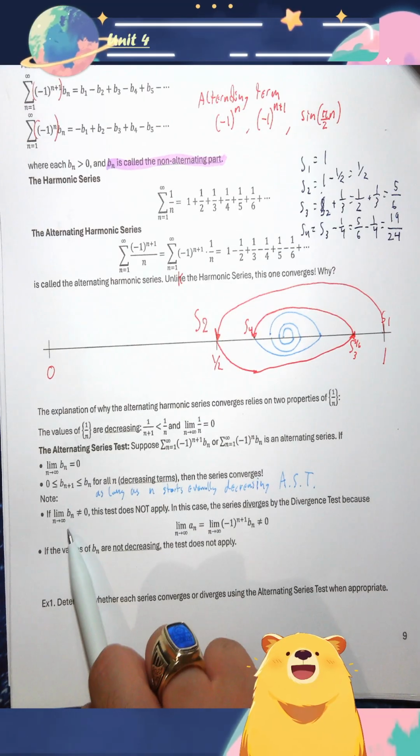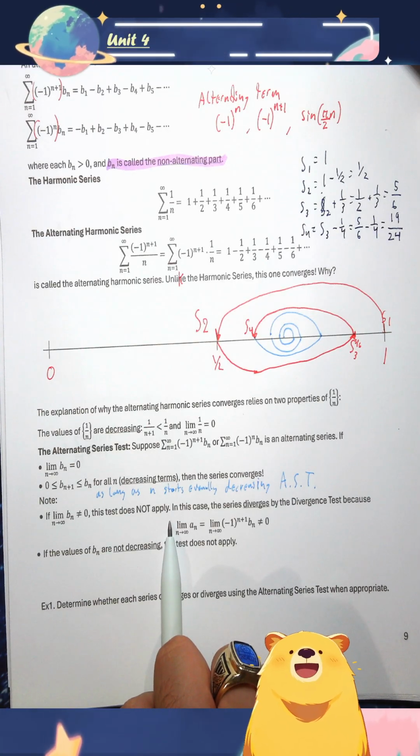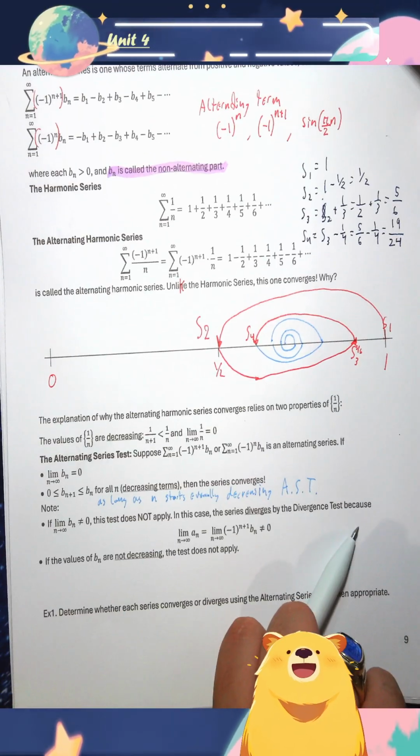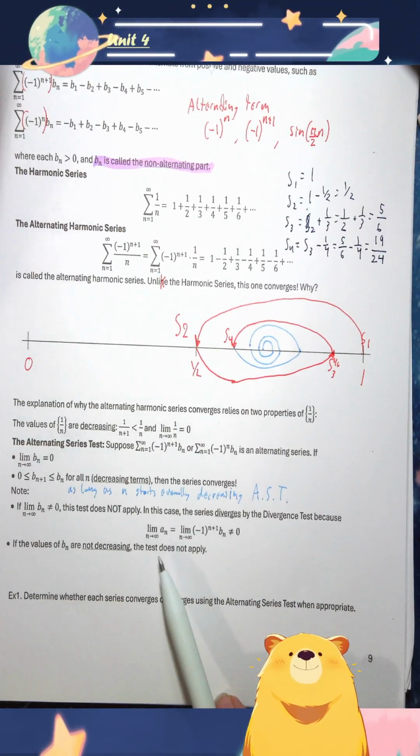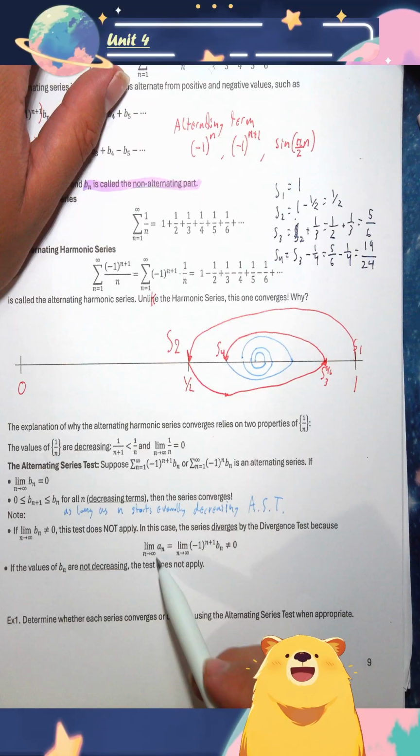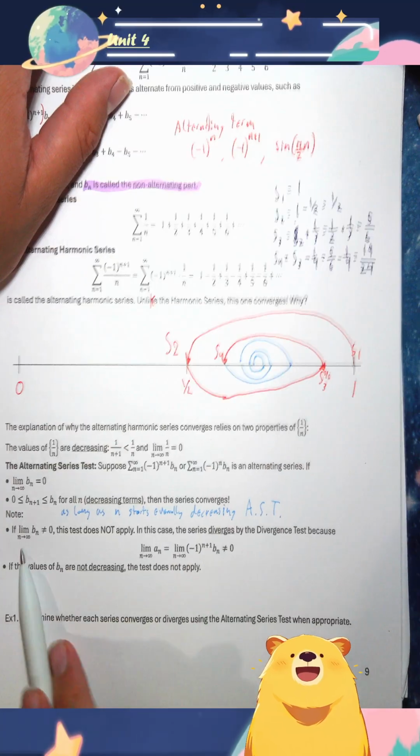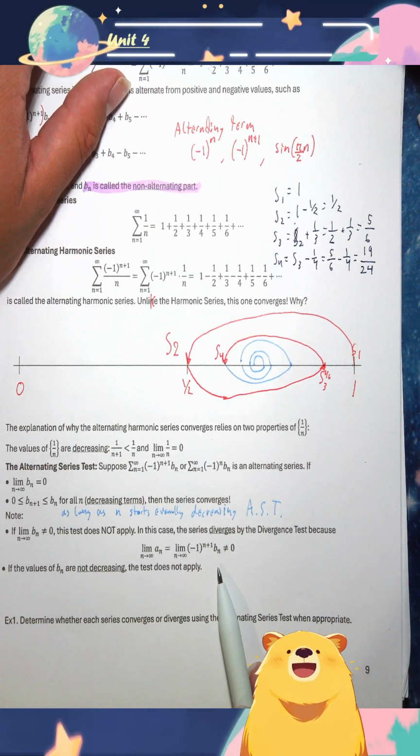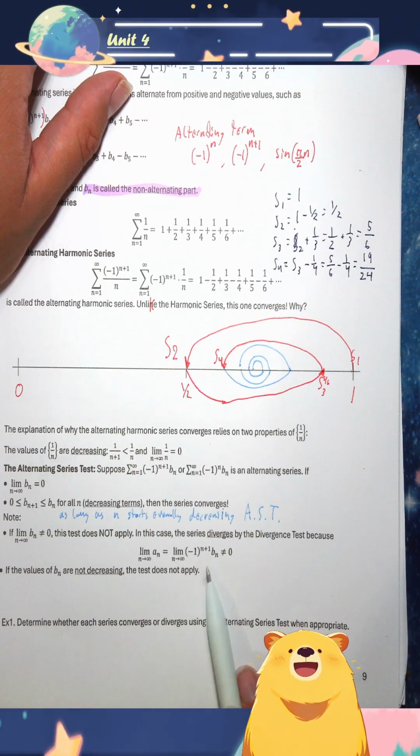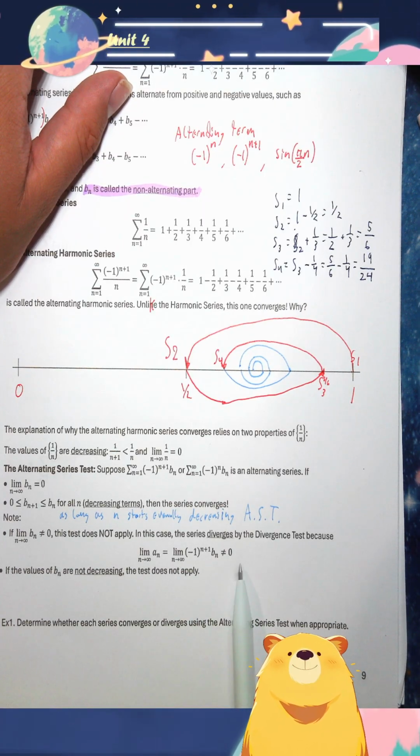Note, if the limit does not equal 0, the test does not apply. However, the series diverges by the divergence test. Because we're saying that it's an alternating series, and we're saying that Bn does not converge. Then that leads me to believe that with the addition of the alternating term, it definitely won't converge. So we can make this jump of logic.